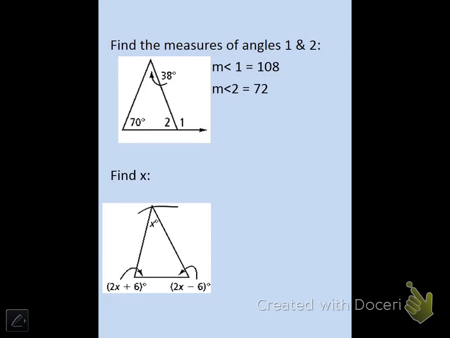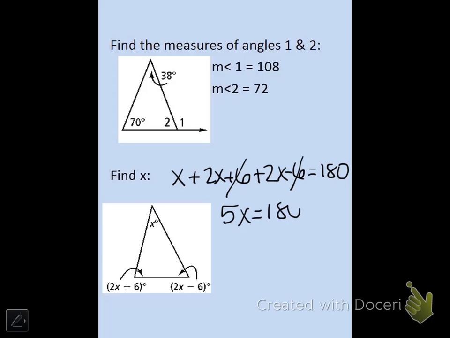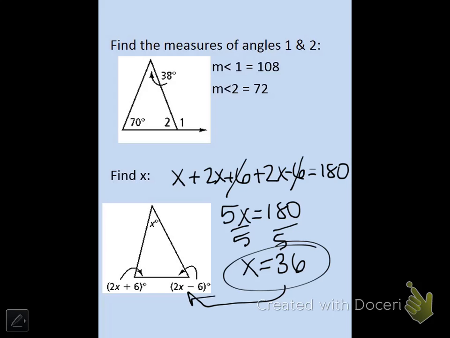Okay, our next one. So I have three interior angles and I'm just finding x. So if I'm trying to find x, I could add all three of them together and set it equal to 180 because all of them added together should equal 180. Okay, so it looks like my 6's will cancel. So x plus 2x should give me 5x equals 180. Divide by 5. So x should equal 36. Okay, and then if I was trying to find those angle measures, I would plug this x in for all of those x's to figure out what the degrees are.